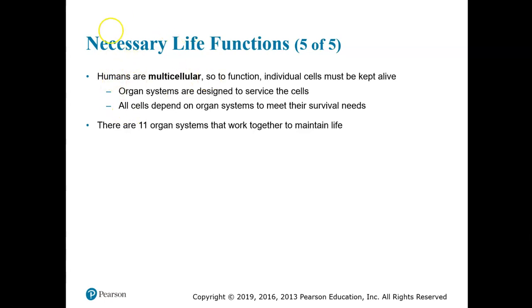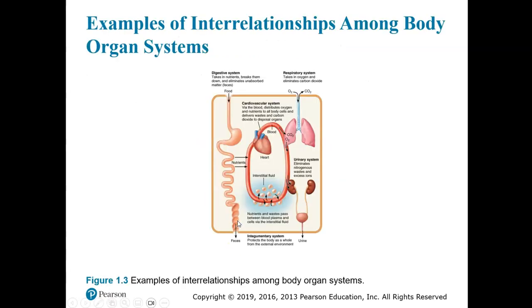On this page, it just talks about how humans are examples of organisms that are multicellular, meaning that we are composed of many, many trillions of cells. And that there are 11 organ systems in the human body that work together to maintain life. So this is an example of how the different body systems are interrelated.